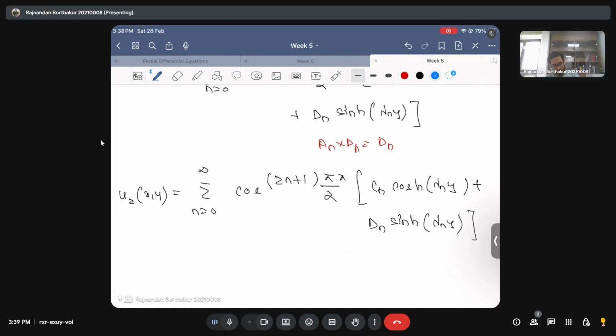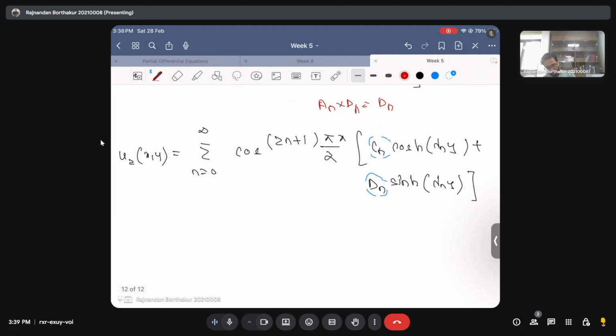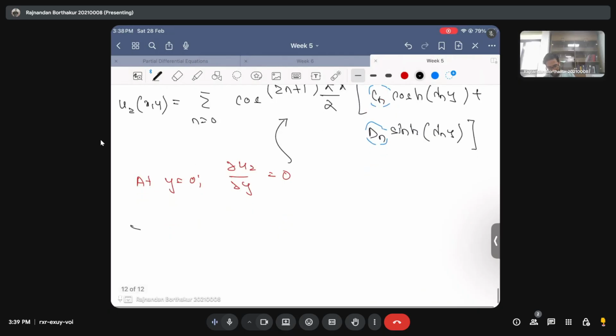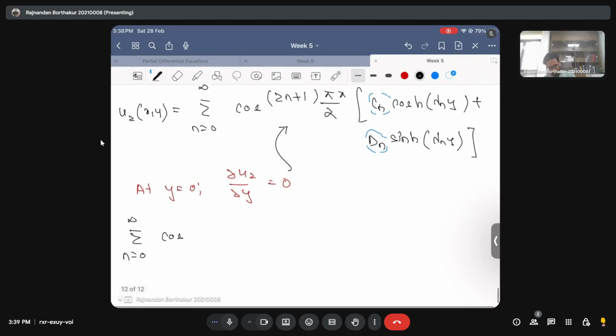Now we are left to evaluate these cn's and dn's, and for that we have two boundary conditions if we move along the y direction. For example, I know that at y equal to 0, del u2 by del y is 0. So if I invoke this into this expression, I can tell that summation of n equal to 0 to infinity cos of (2n plus 1) pi x by 2.